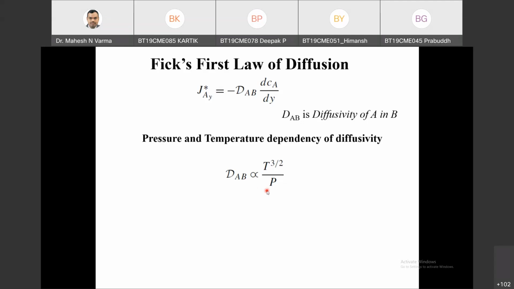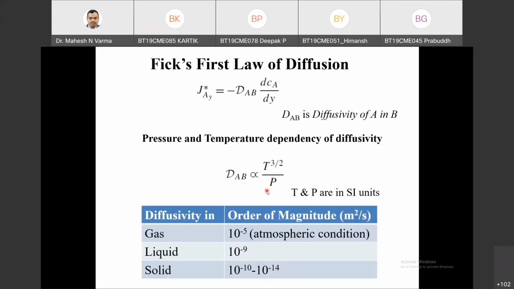So this is the temperature and pressure dependency of diffusivity. Now this is order of magnitude. These all are interview questions actually. What is the order of magnitude of diffusivity of a compound in gases, diffusivity of a compound in liquid, and diffusivity of a compound in solid? The order of magnitude in SI unit is meter square per second. So diffusivity is meter square per second.